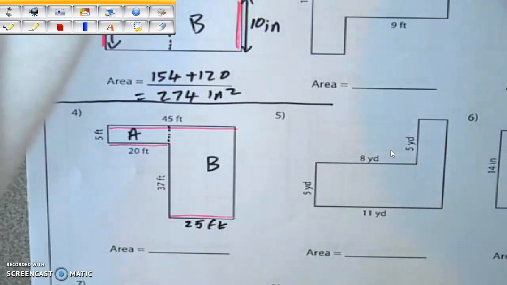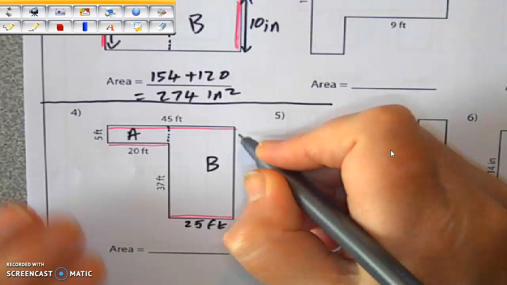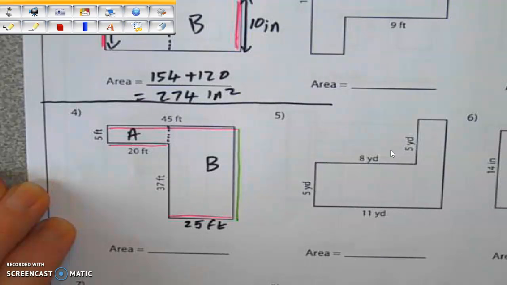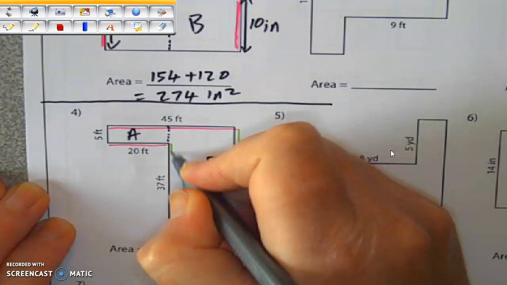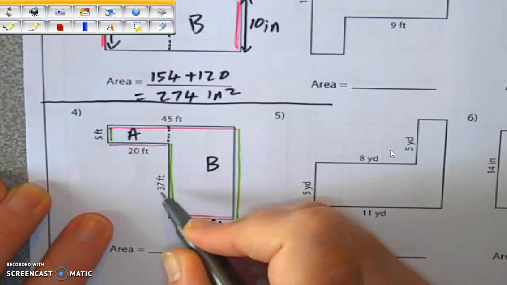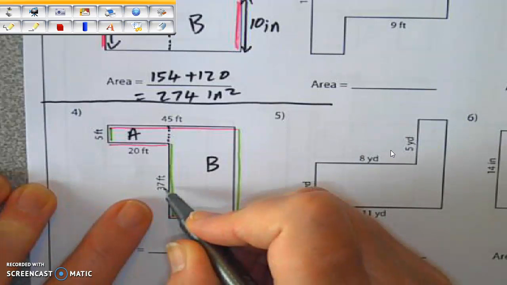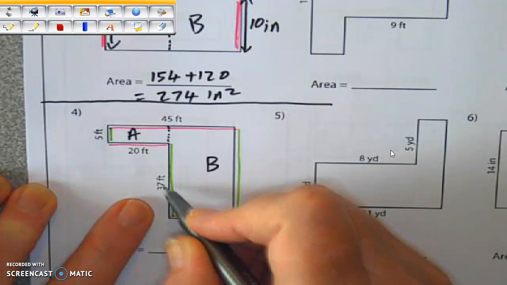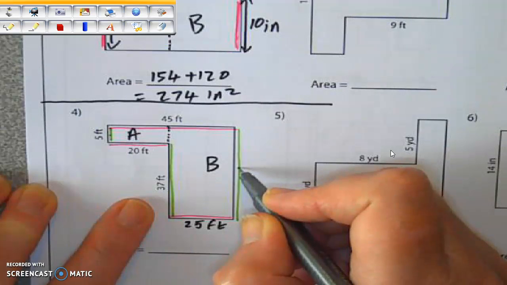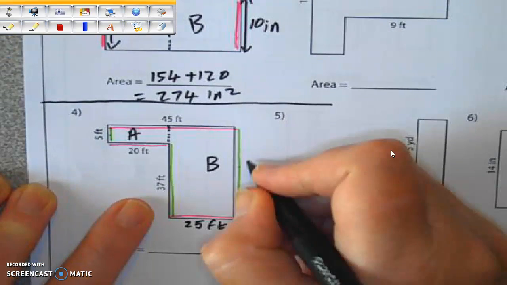And then to find this one, which is the width of rectangle B, we're going to look at this and this. So 37 feet and 5 feet. So 37 plus 5, these two together make up this. So 37 plus 5 is 42. So this is 42 feet.